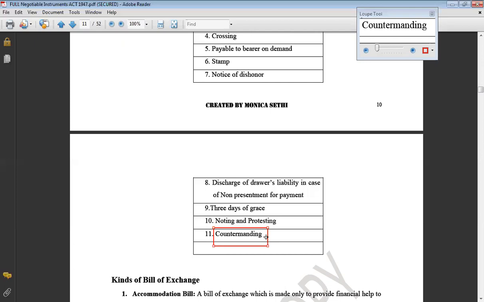So this provision of countermanding of payment is only there in case of the checks and not in case of the bills of exchange.